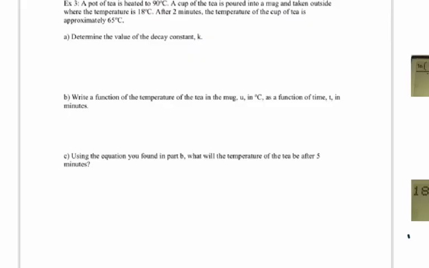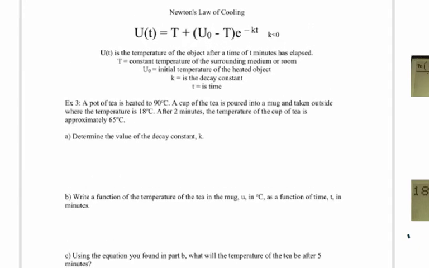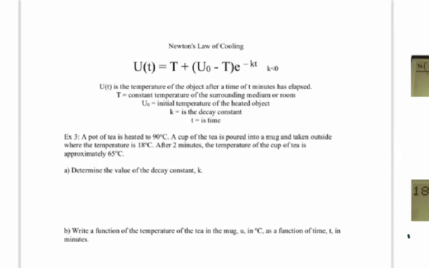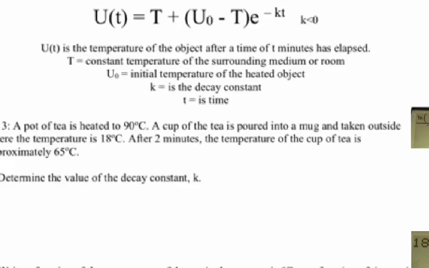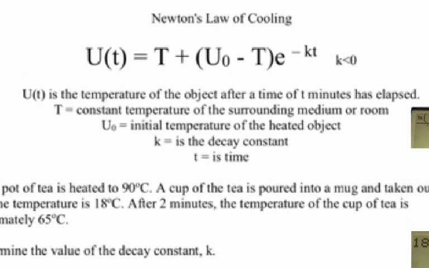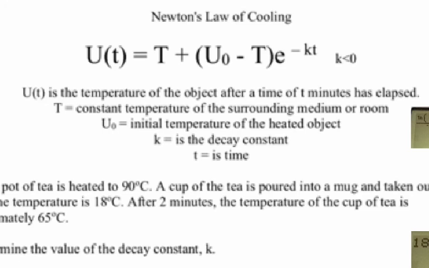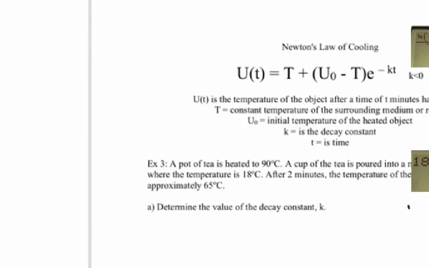Now we're going to move on to the next one. This is an interesting question because it has a lot going on here. And this is starting with what we call Newton's law of cooling. This is kind of a new formula that you may or may not have ever seen before, so I want to make sure you understand it. It talks about u of t, which is a temperature, is equal to T plus u sub 0 minus T times e to the negative kt.